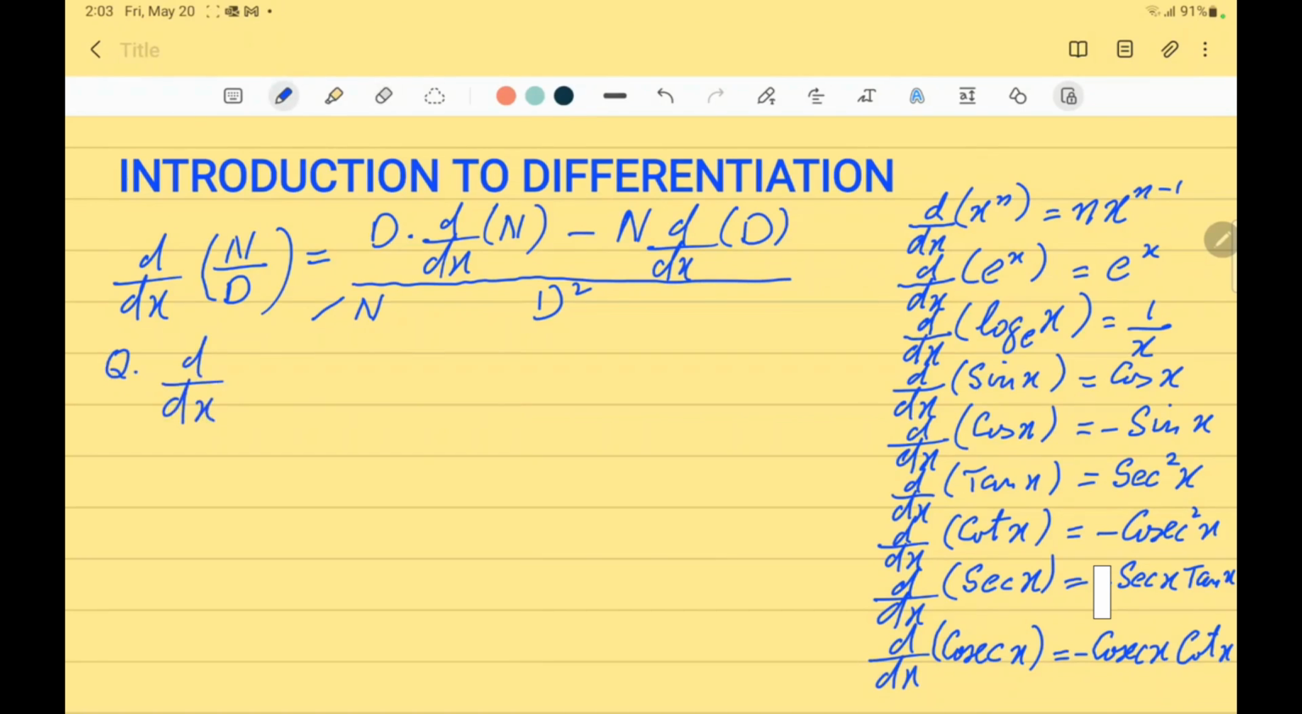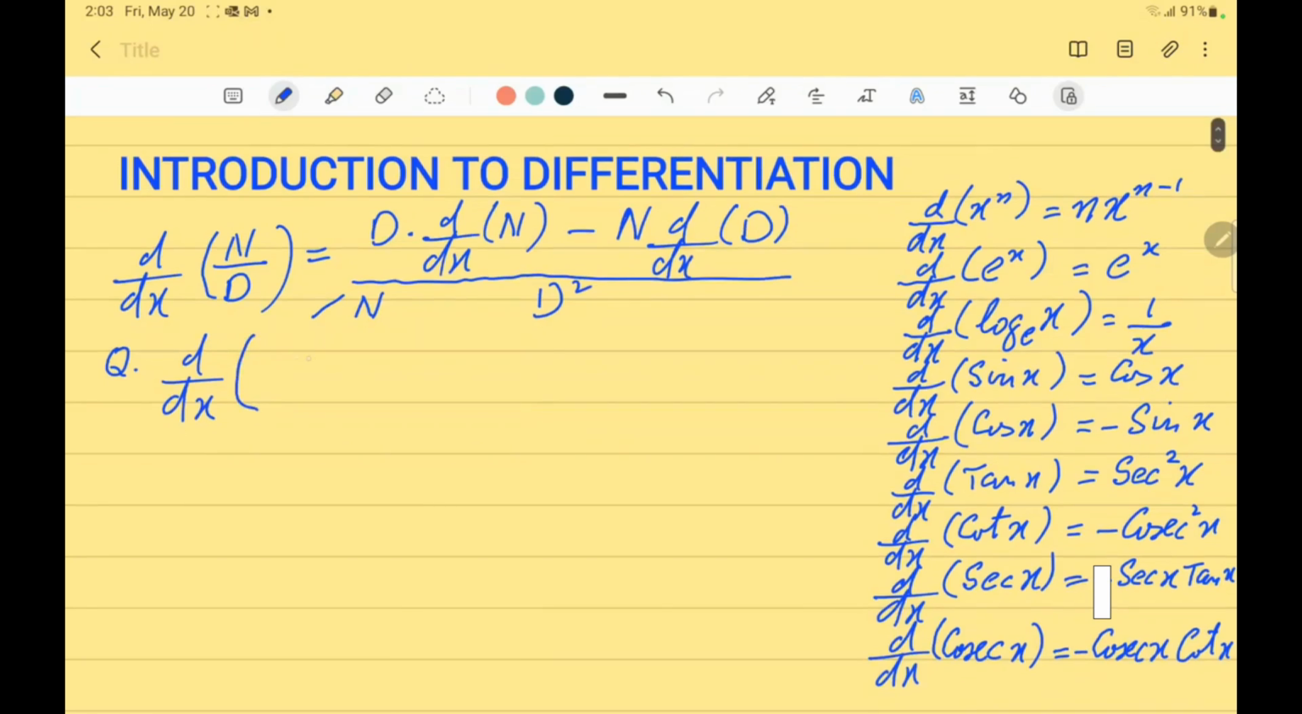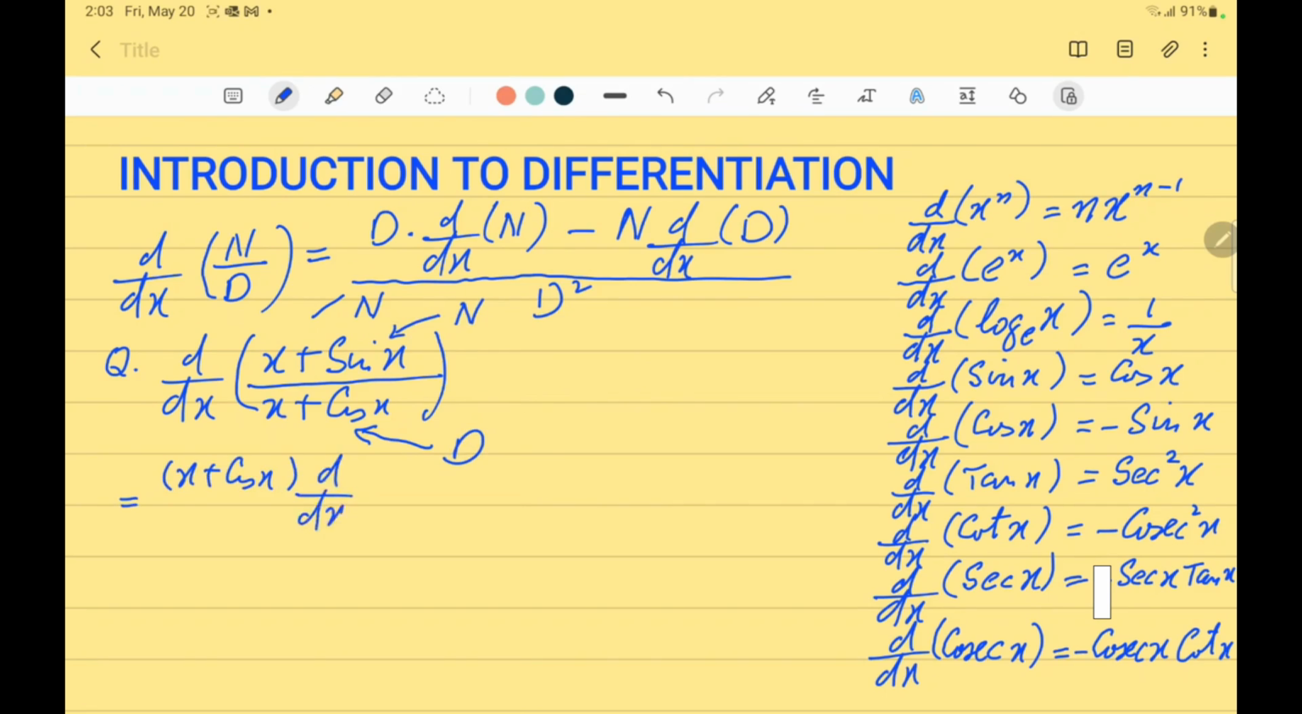d by dx of x plus sin x over x plus cos x. Again, this is denominator, this one is numerator. Let's apply our formula. First we write d, which is x plus cos x, then differential of x plus sin x minus, you will write d, which is x plus sin x, and then differential of x plus cos x.